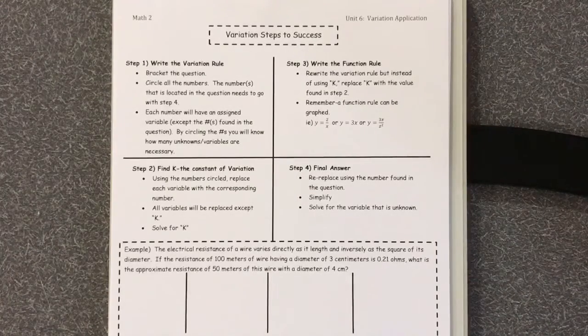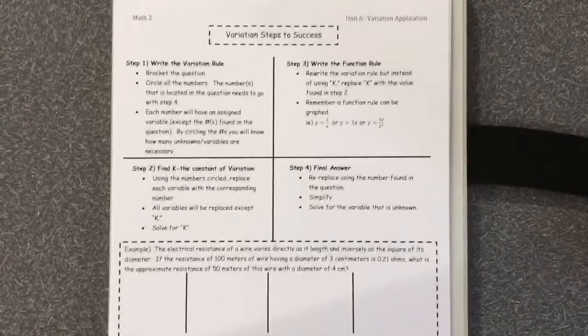So the first example: the electrical resistance of a wire varies directly as its length and inversely as the square of its diameter. If the resistance of 100 meters of wire having a diameter of 3 centimeters is 0.21 ohms, what is the approximate resistance of 50 meters of this wire with a diameter of 4 centimeters? So it's a very wordy problem. And when you're looking at these problems, the one thing that should stand out is the word varies. When you see the word varies, automatically it's a variation problem.